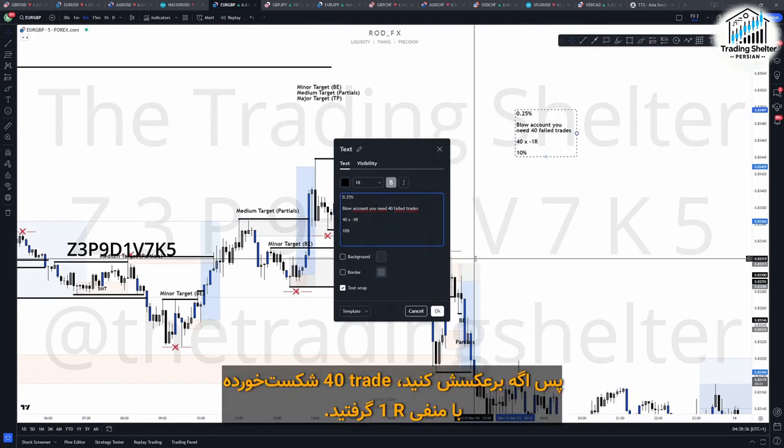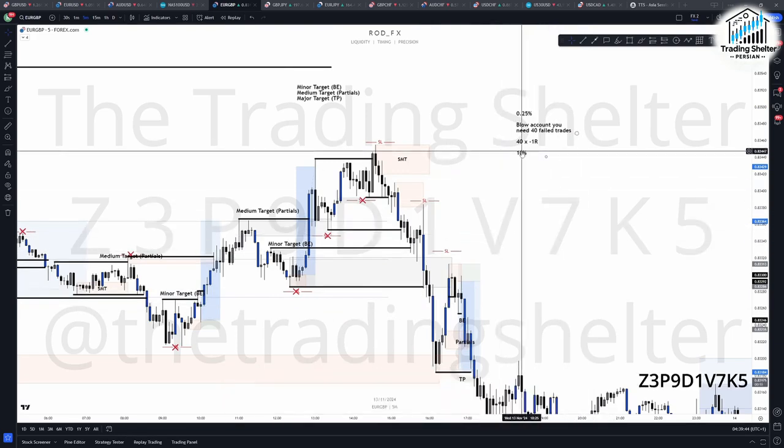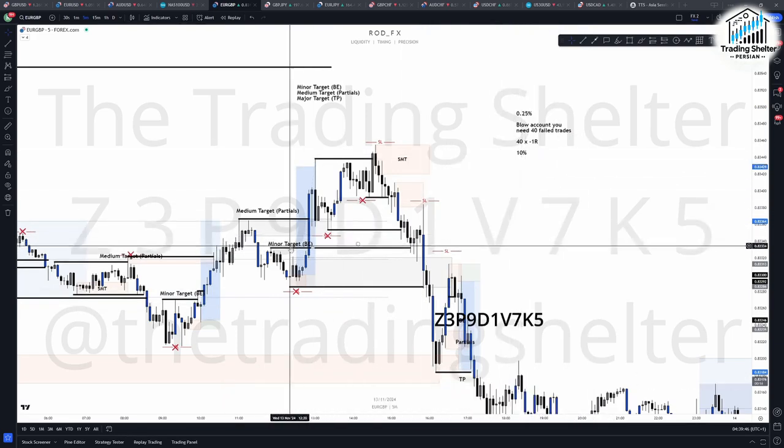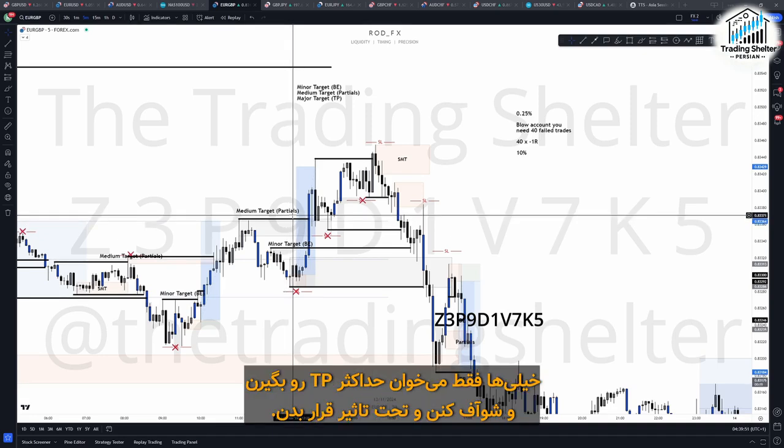So if you reverse, you've taken 40 losing trades with minus 1R. So this is the problem with the partial. A lot of people just want to take the maximum TP and show off and be impressed.